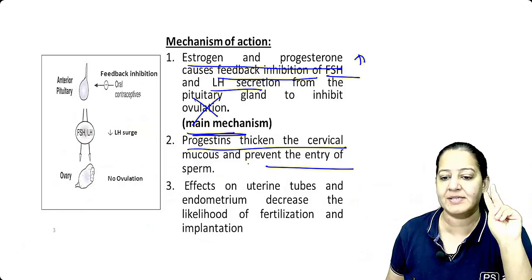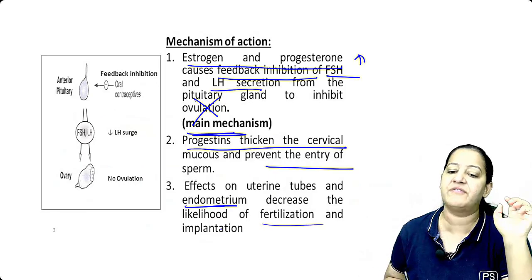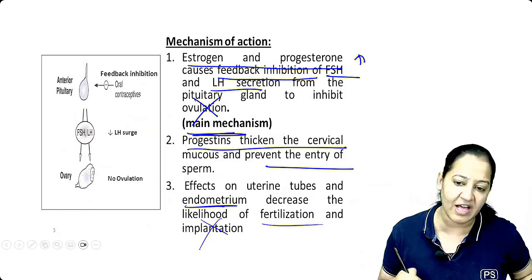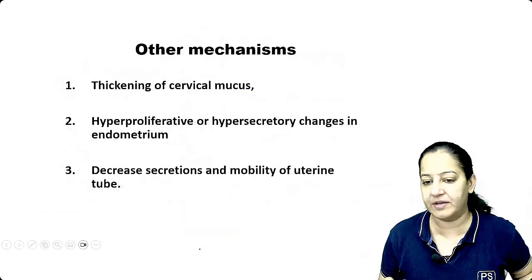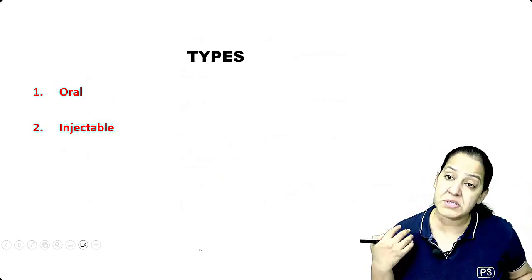That is the second mechanism. Third, it will make the endometrium unfavorable after fertilization. So there is no implantation. Although fertilization is there, implantation will not happen. I guess you all got it. So these are the three mechanisms by which OCP causes contraception.